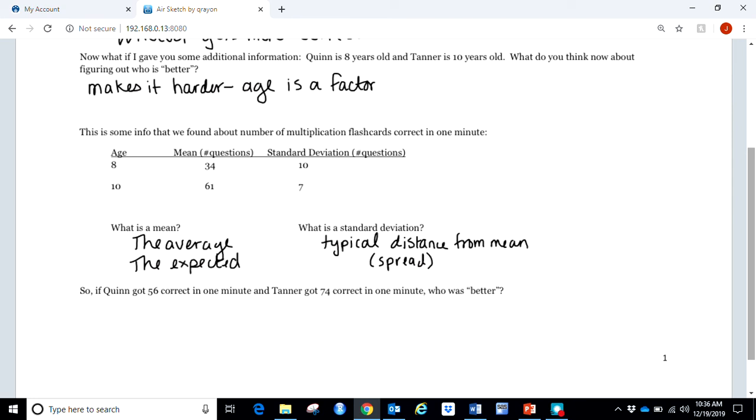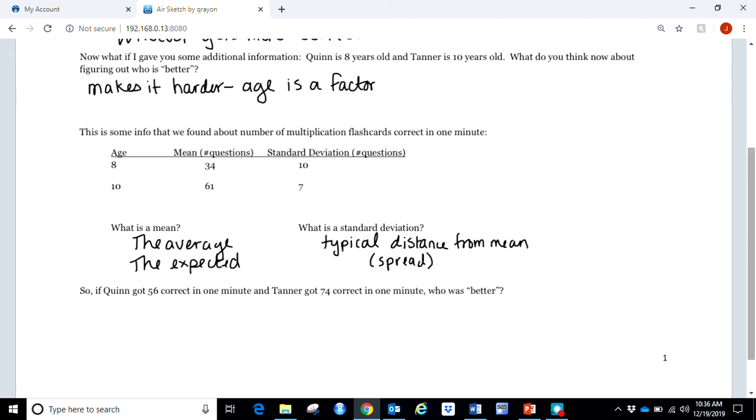So now let's look at how many questions Quinn and Tanner got correct in 1 minute. So Quinn got 56 questions correct, and Tanner got 74 questions correct. So who was better? Well, let's look at Quinn. So Quinn is 8. On average, 8-year-olds get 34 questions correct, and she got 56. So Quinn got more questions correct than on average.